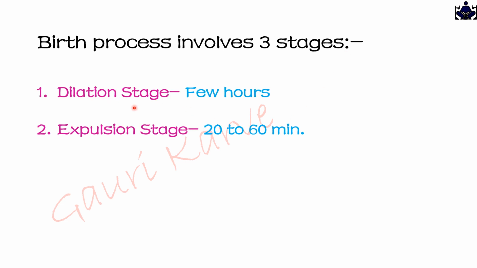Birth process involves 3 stages. The first stage of labor is called the dilation stage. Second stage is known as expulsion stage. And the third one is called after birth. The time period which is mentioned here may vary case to case. It is just the average time period.